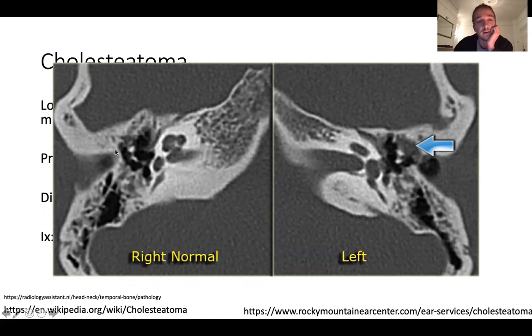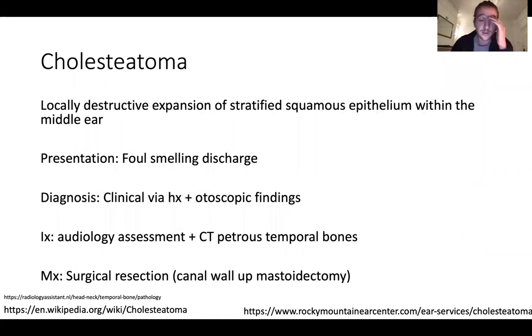So here, if you look, so tympanic membrane, and then here are your bones, so up here is the attic, there's nothing in here, it just looks like air. And then if you go on this side, tympanic membrane here, so then you can see your ossicles here, and there's this big dark looking shadow thing. So this is a cholesteatoma on CT. Management, usually surgical resection, so canal wall up mastoidectomy.